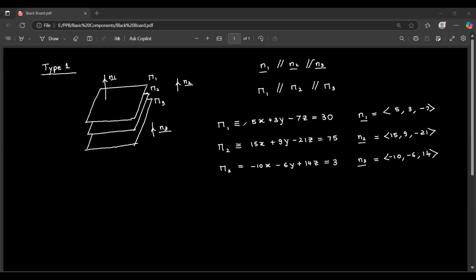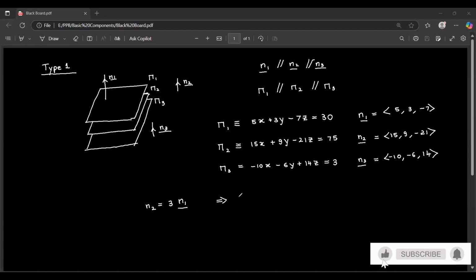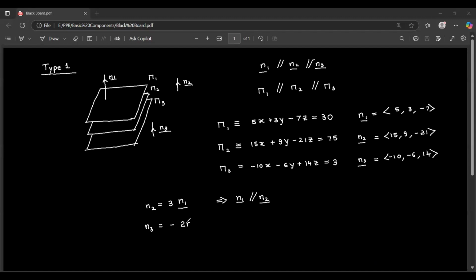Now we have to check whether they are parallel to each other. How do we normally check the parallelism of vectors? We just try to see whether they are scalar multiples of the other vector. Here we can see that if we multiply n1 by 3, we get n2. This implies n1 is parallel to n2. Similarly, n3 can be given as -2 n1.